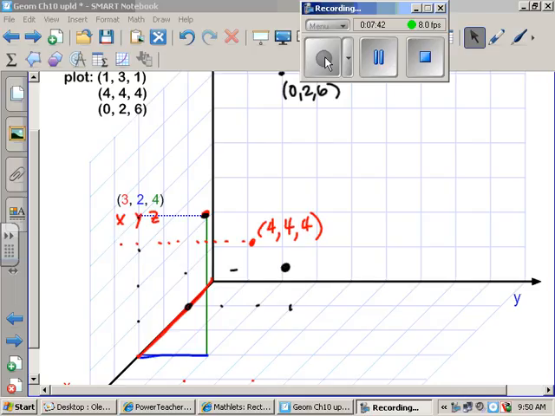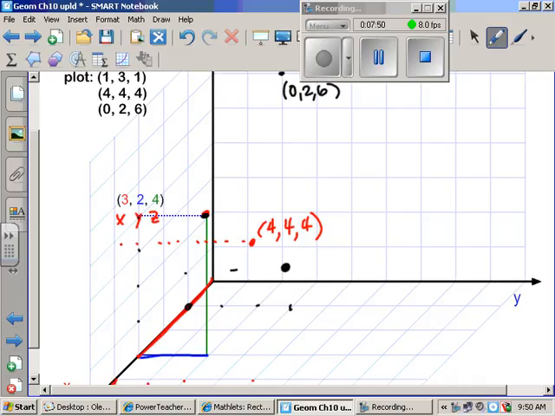Okay, so 4, 4, 4 would be 1, 2, 3, 4 to here, and then 1, 2, 3, 4 to here, and then up 4, I would look over here, 1, 2, 3, 4, and just draw this dotted line over and go up, and so my 4, 4, 4 point would be right there, floating in space. All right, and 0, 2, 6 means I go 0 down the x-axis, 2 on the y, and then up 6. So that's up at the top here.